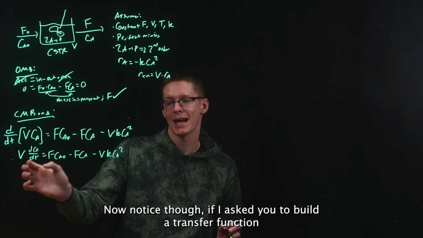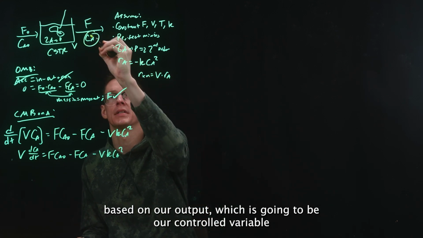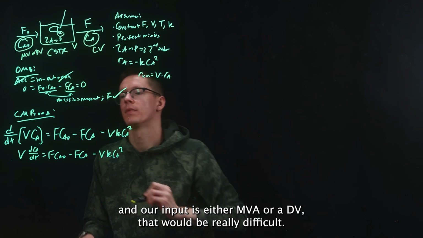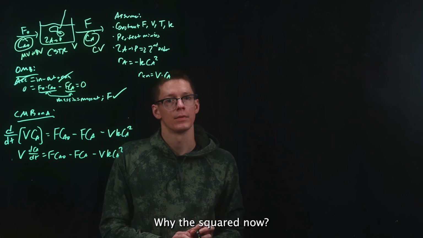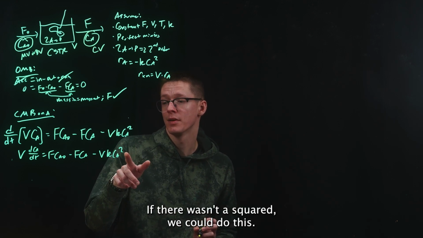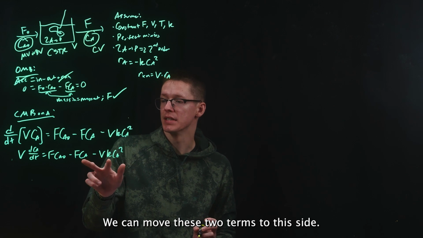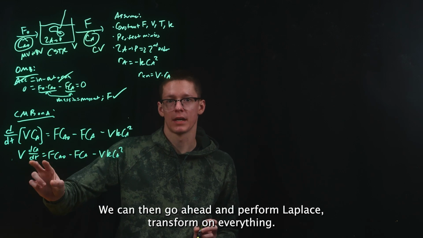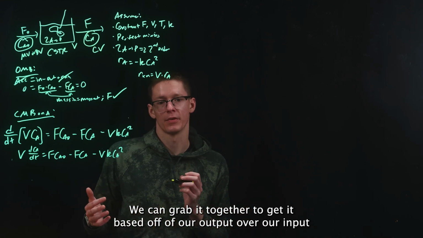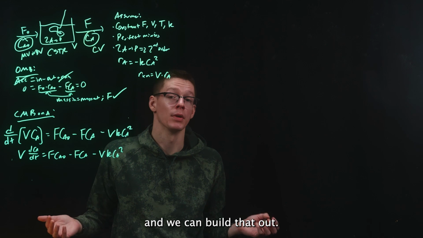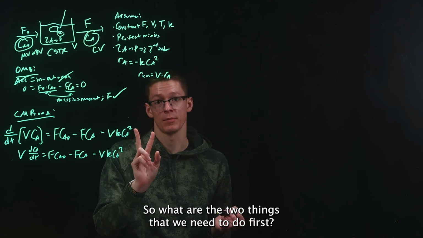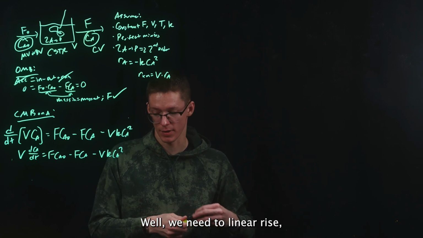Now, notice though, if I asked you to build a transfer function based on our output, which is going to be our controlled variable, and our input is either an MV or a DV, that would be really difficult. Why? The squared. Now, if there wasn't a squared, we could do this. We can move these two terms to this side. We can then go ahead and perform Laplace transform on everything. We can group it together to get it based off of our output over our input, and we can build that out. But because of this squared, that stands in our way. So what are the two things that we need to do first? Well, we need to linearize.